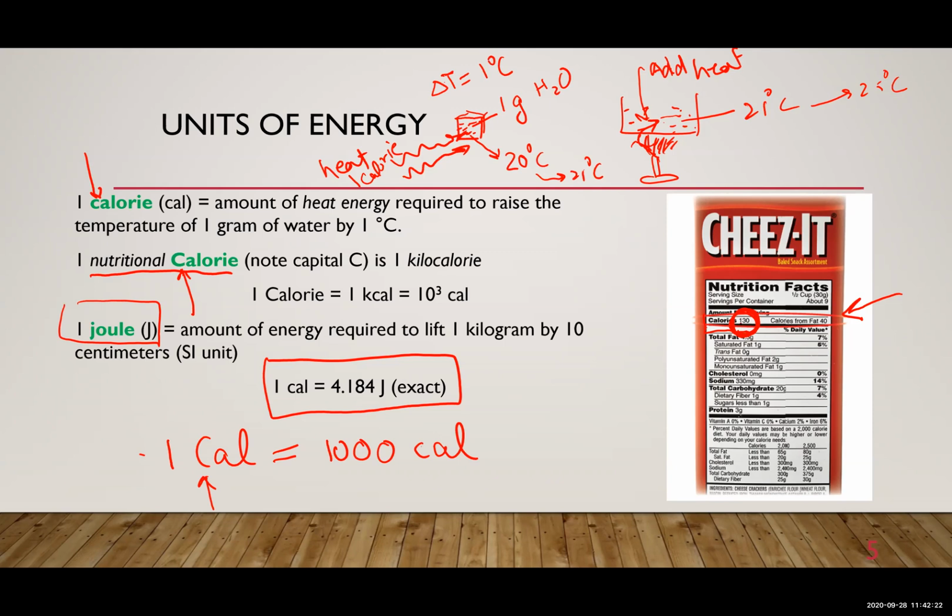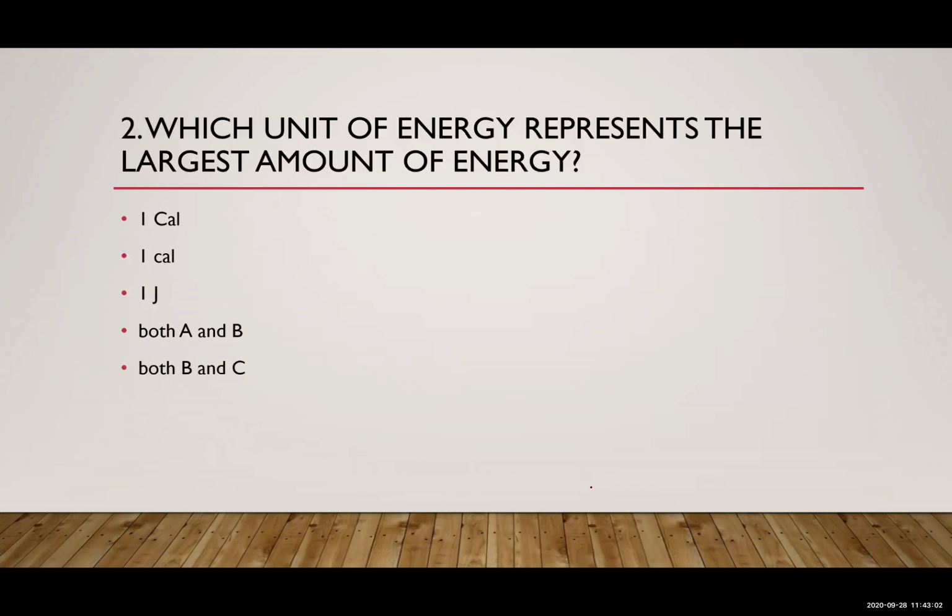So if your food item like this Cheez-Its says it has 130 calories per serving, actually it has 130,000 normal calories, because each nutritional calorie is 1000 calories. We'll solve a couple more problems similar to those. But do you understand the difference between the normal calorie and nutritional calorie? Yes. So let's go over a couple of problems here.